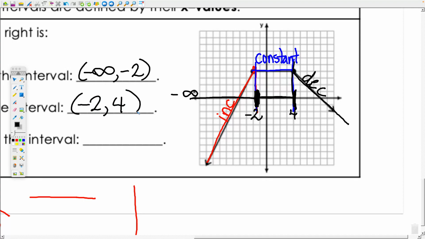And the last section is from 4 to positive infinity. The graph is decreasing. Yes? All right, now let's try it.